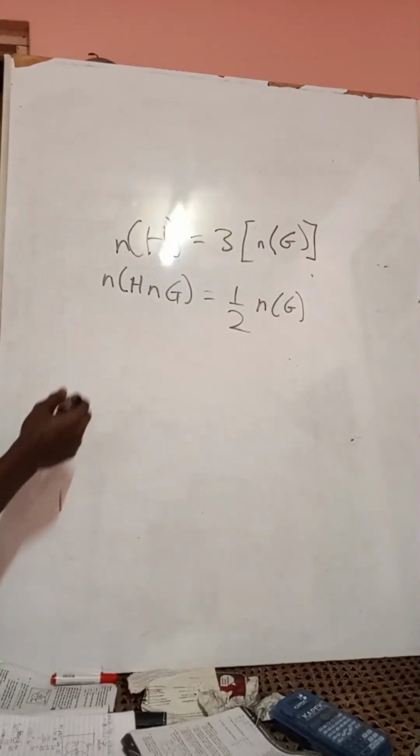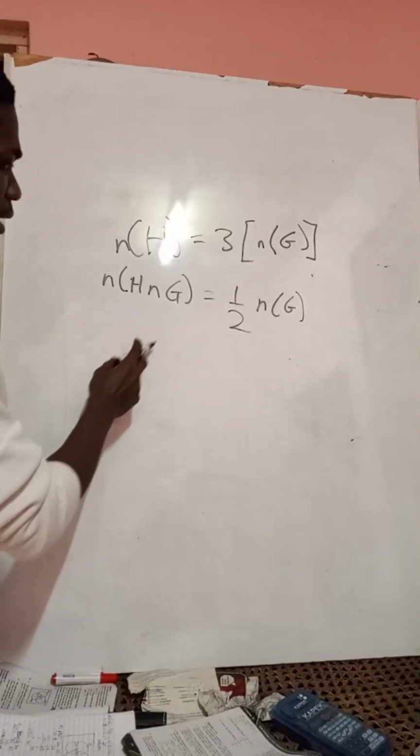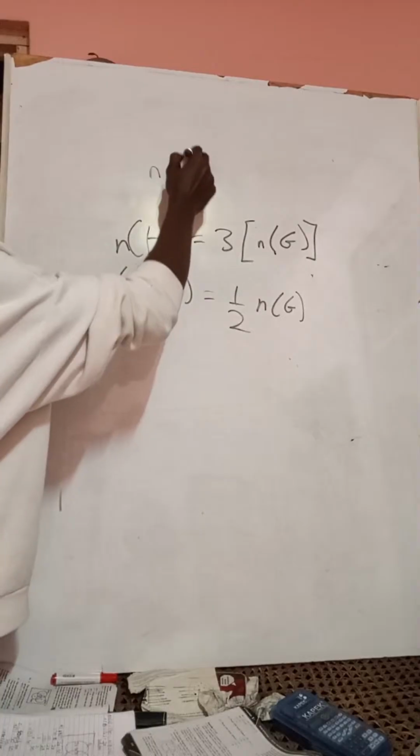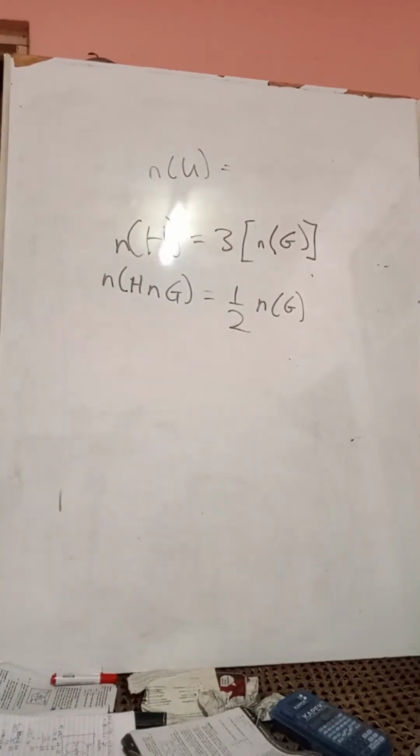So here, this is simple. We have not been given the number of U yet, but you should know that the number of U will be the number of people who are in the musical concert. Right? Good. So let's continue. What is it asking for? Illustrate this on a Venn diagram.